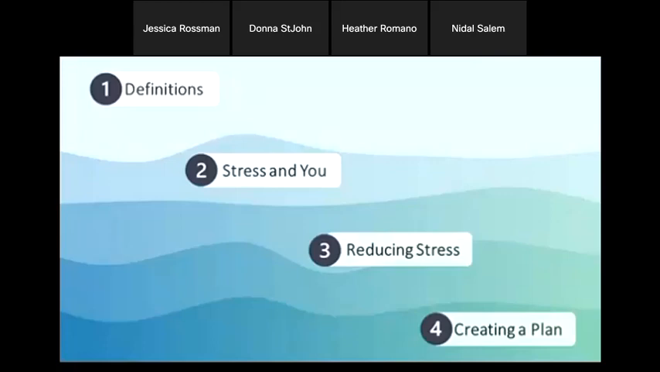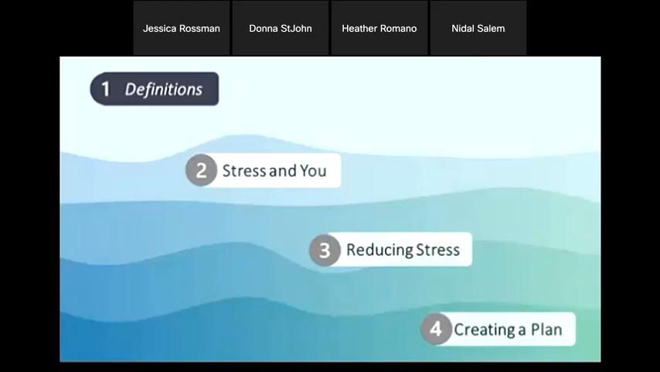Now, this slide's going to act as a roadmap for our hour. So you're going to see it come up from time to time. It's just going to help us keep track of where we are and where we're headed. So first, let's talk about some common ground and define the important terms.